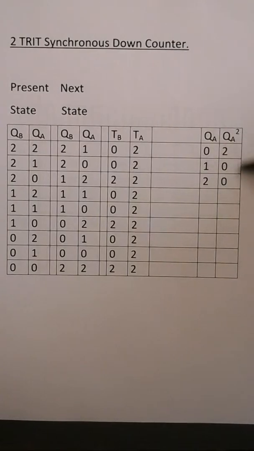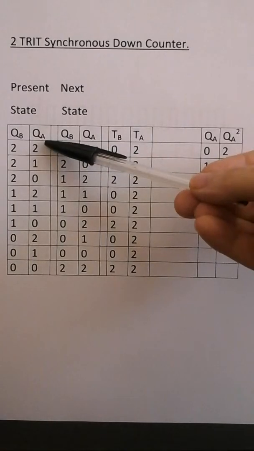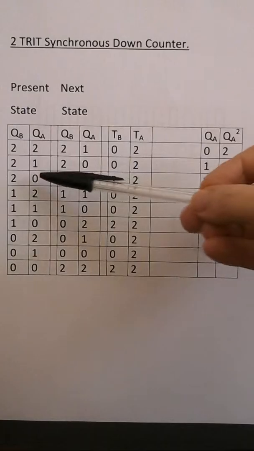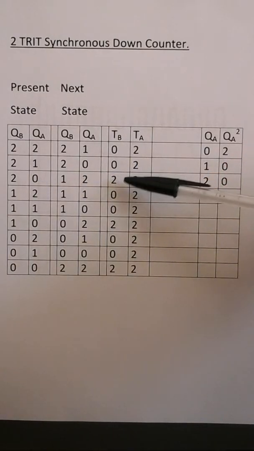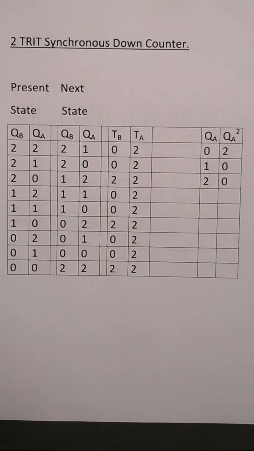And I'm going to use the QA2 function here, which is a 2 when Q equals 0 and 0 otherwise. So we're taking the output of this function from QA here, which is a 2 when Q equals 0 and a 0 otherwise.